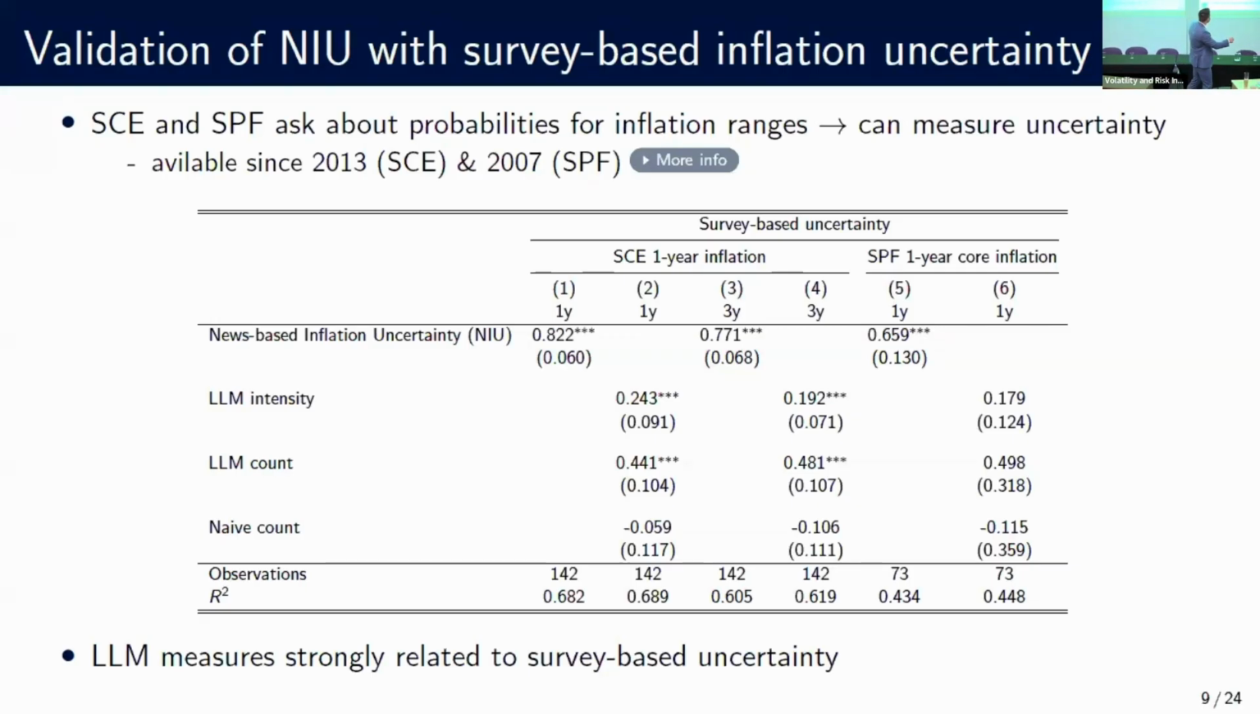It's pretty interesting that the LLM intensity and the LLM count measure are much more closely related to survey-based uncertainty measures than this naive count measure, right? So the naive count measure doesn't really do a good job.